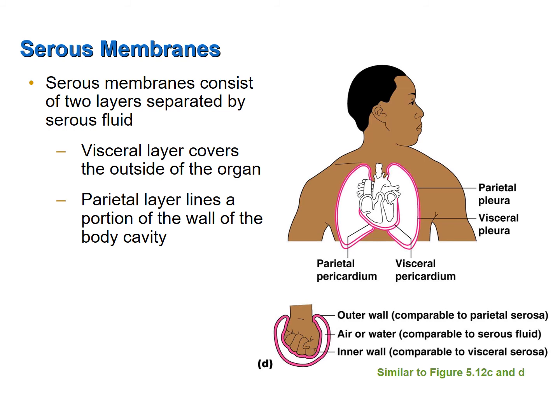The portion of the balloon that was in contact with your fist would be the visceral layer, that is, the layer that is in contact with your fist as an organ, identified by the red arrow, and the other side of the balloon, represented by the green arrow, would be the parietal layer.